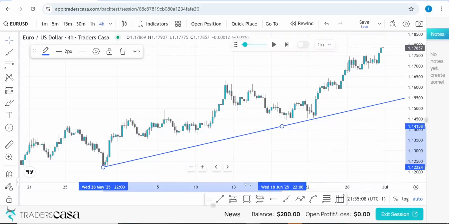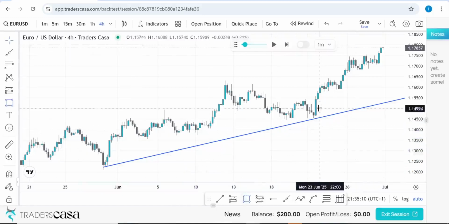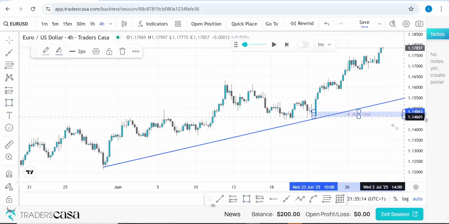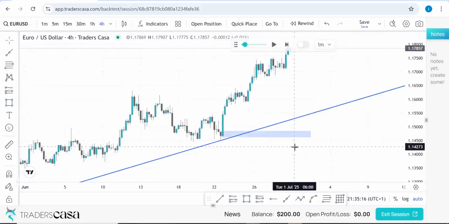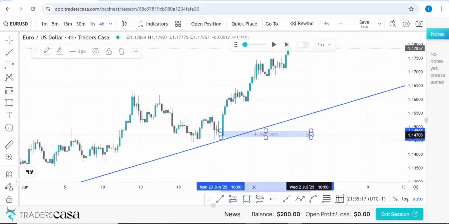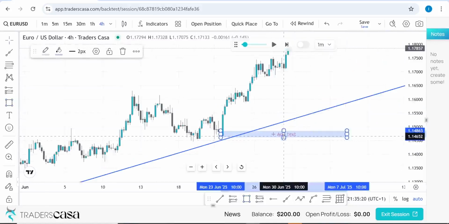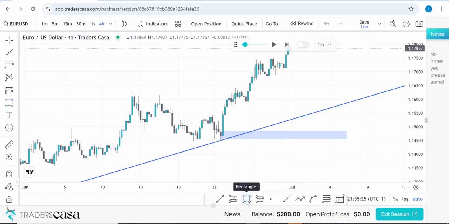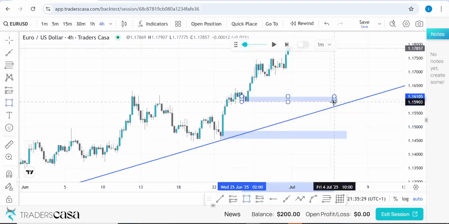So now let's see. This is the zone we have. I can see this particular zone down here. A price action trader will say that if the price breaks this line, it is a downtrend, but I don't care. And I can see another zone here, right? Okay, so this is the zone.